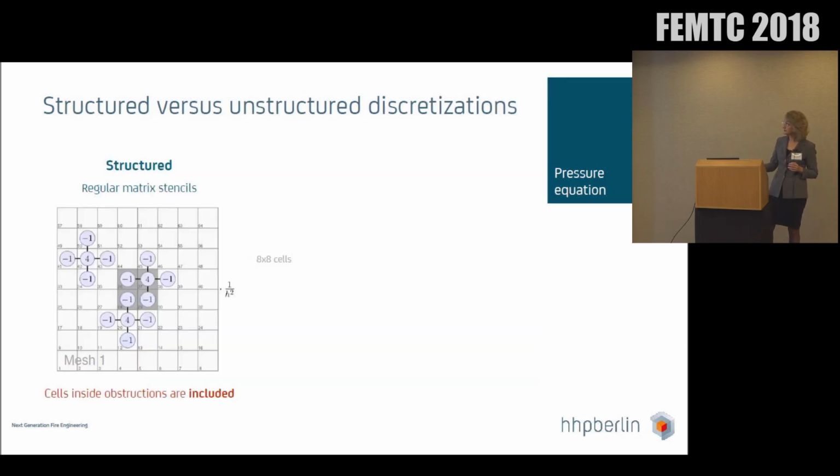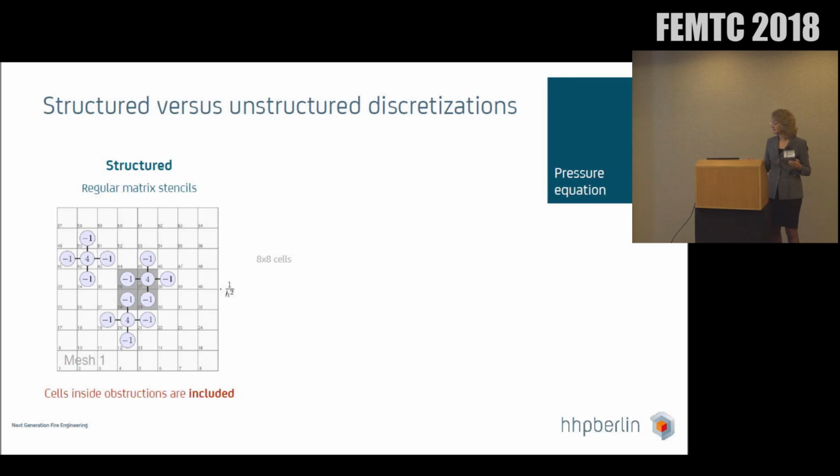So this is mesh 1. The first idea could be to use all grid cells, no matter if they belong to the obstruction or not. In this case, we have the advantage that we can use the same matrix stencil everywhere, no matter where it is in the domain.